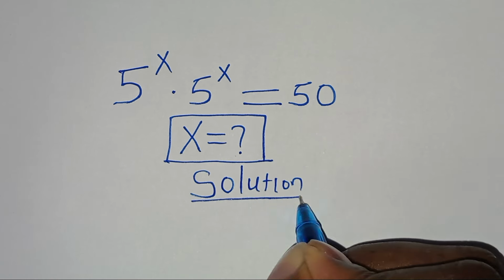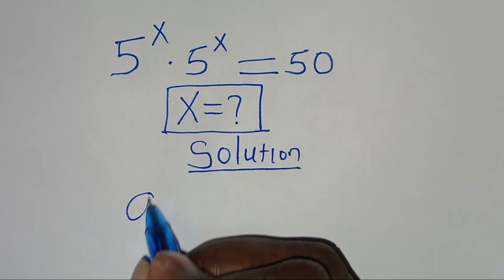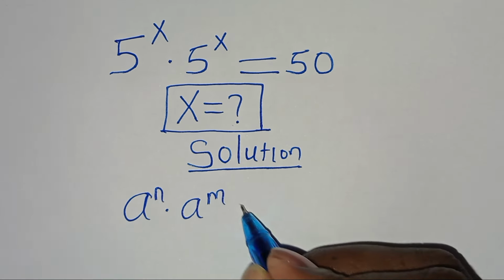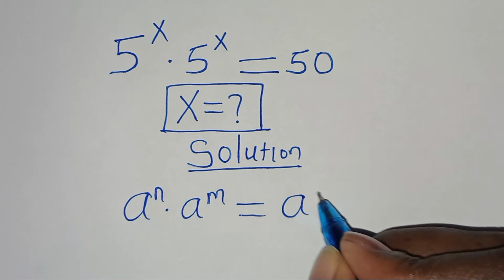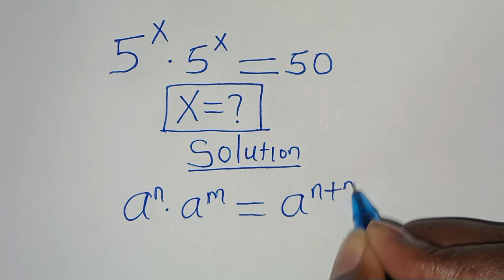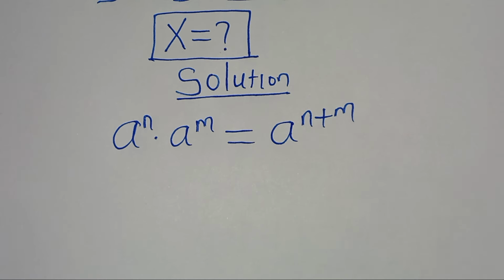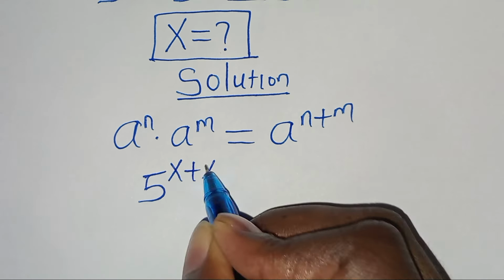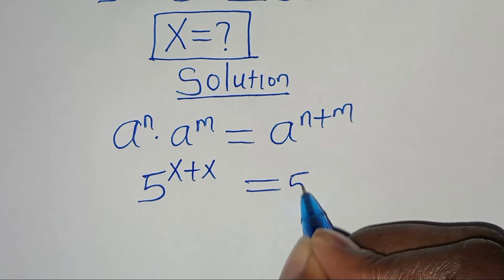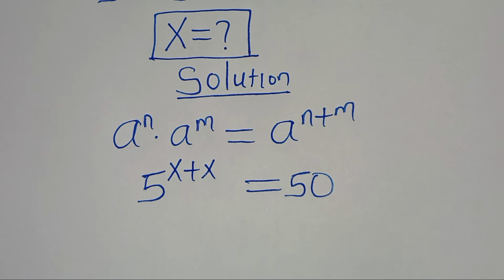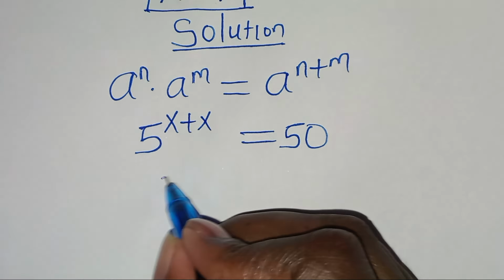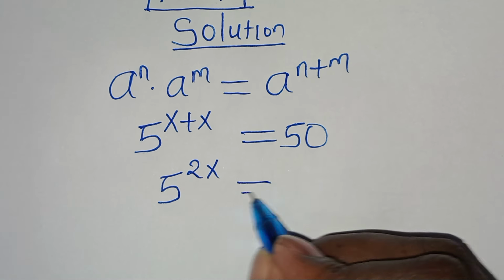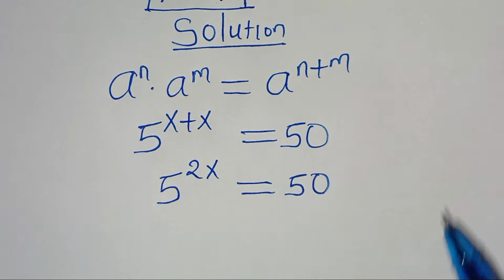This exponential equation is of the form a to the power of n multiplied by a to the power of m, which we can express as a to the power of n plus m. So therefore, we have 5 to the power of x plus x. This is equal to 50. So this is 5 to the power of x plus x. This is 2x. This is equal to 50.